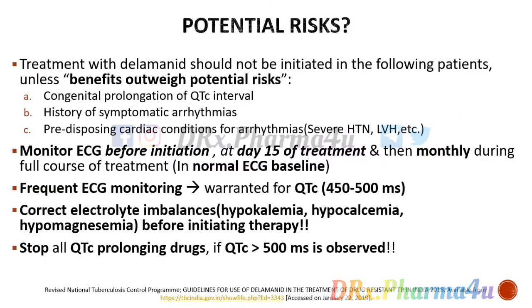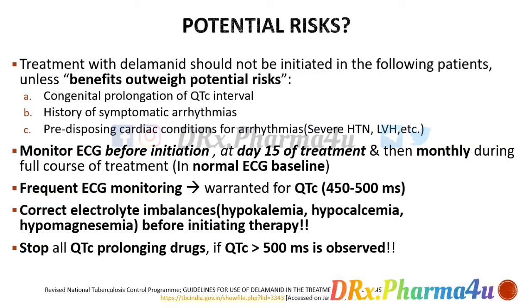What are the potential risks of DELAMANID? Treatment with DELAMANID should not be initiated unless benefit is more than risk. So for example, if you already have a history of QT interval prolongation, DELAMANID should not be used. If you had a history of any kind of cardiac conduction abnormalities or arrhythmias, DELAMANID should not be used. If you have any kind of cardiac disease which can lead to arrhythmia, for example, if you are having severe hypertension that can cause arrhythmias, if you are having left ventricular hypertrophy or left ventricular dysfunction, that can also lead to arrhythmias. So in such condition, if you are using DELAMANID, it may be a problem.